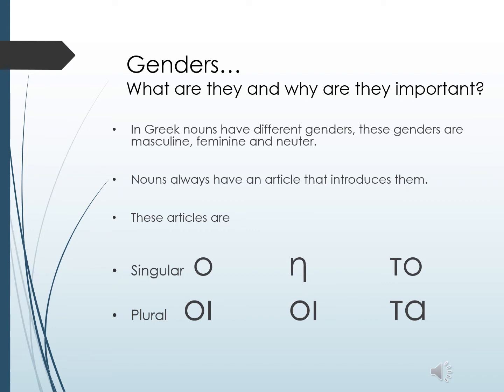So there are three genders of Greek nouns. We have masculine, feminine, and neuter. These nouns are always preceded by an article. So the article for the masculine noun in the singular is o, using the omicron, i using the ita, and to for neuter. And in the plural we have i, ita for masculine, feminine, and neuter respectively. But the thing we must remember are the three genders of Greek nouns: masculine, feminine, and neuter.